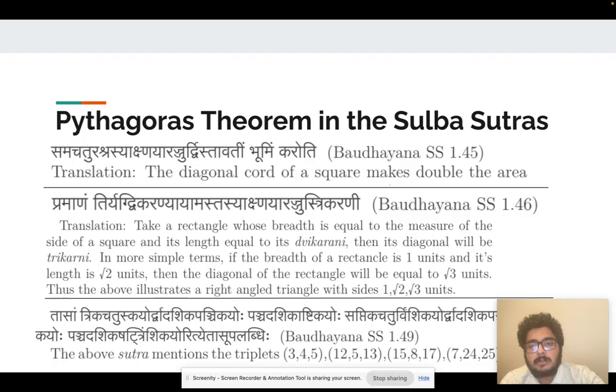And then we have Baudhayana Sulba Sutra 1.49, which deals with a lot of triplets. In this, the triplets 3, 4, 5; 12, 5, 13; 15, 8, 17; 7, 24, 25, and one more triplet which we will discuss a bit later, are mentioned. Because so many triplets are found in one sutra, it is now amply clear that the makers and writers of the Baudhayana Sulba Sutra had a fair idea of what Pythagorean triplets are conceptually, and not as random guesses through construction.